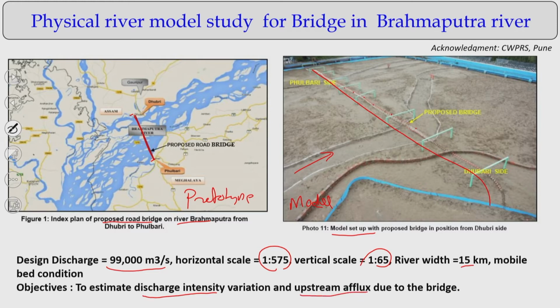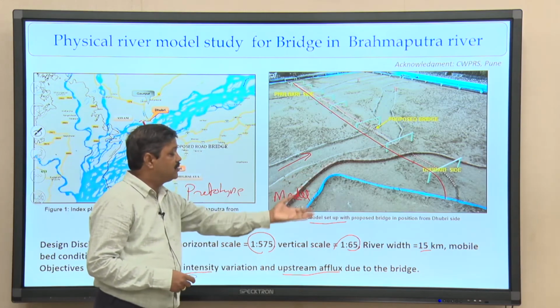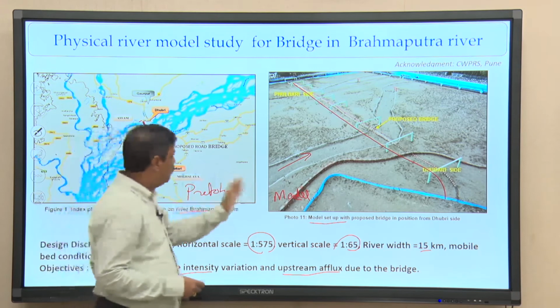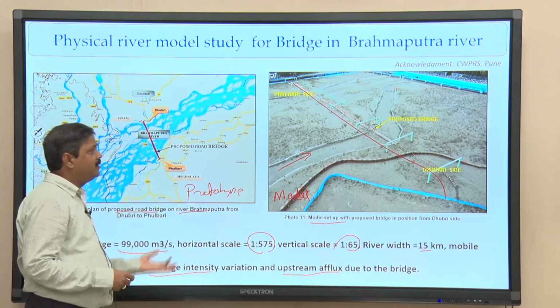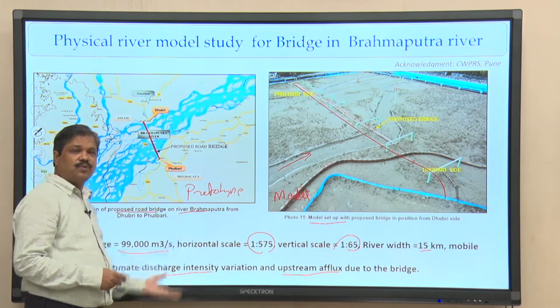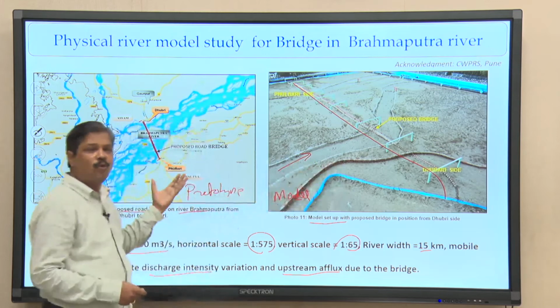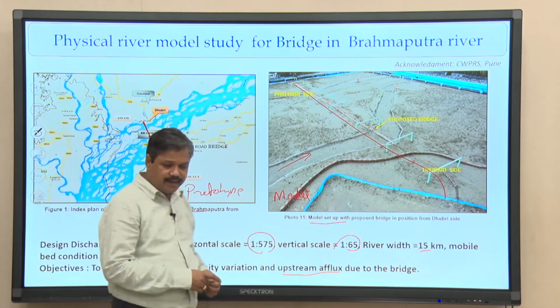So, before implementing a bridge project, we build a physical river model to know how much discharge intensity variation there is, how much scour formation will be there at different bridge piers, and what the upstream afflux could be because of the construction of this bridge. So, this type of prototype to model study we do in the laboratory to know the flow and sediment transport processes at the model scale, and on that basis we predict what could be the scenario in real river conditions. That is what we do with scale down models.